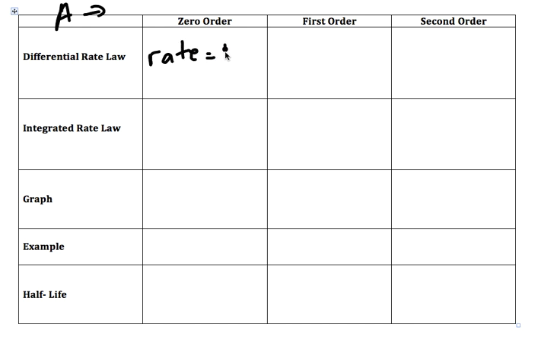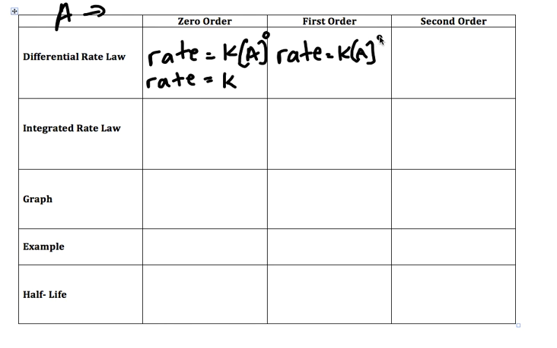So rate equals k times A to the 0 power. In other words, rate equals just k, because A to the 0 power is 1. If it was first order, we would write rate equals k times A to the first power. And if it was second order, we would write rate equals k times A to the second power. So this is when we have a determined differential rate law.